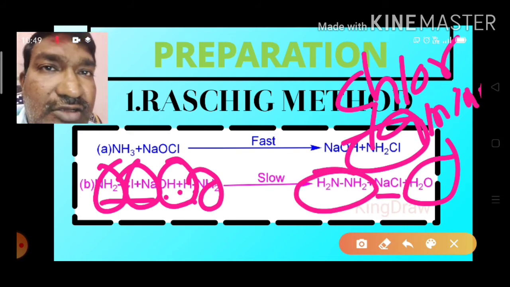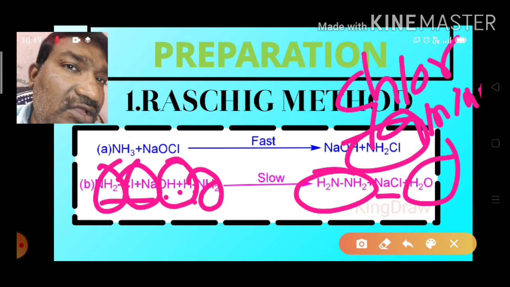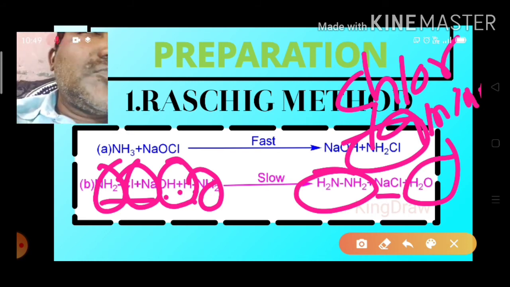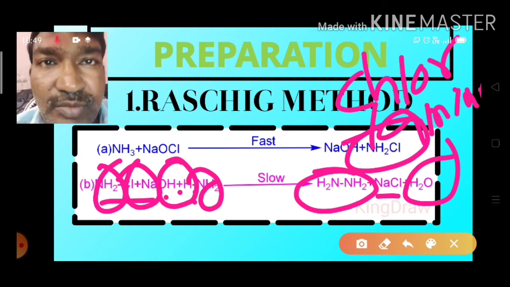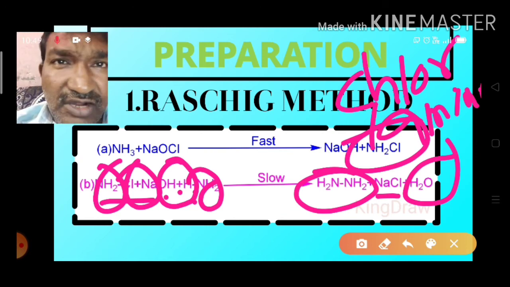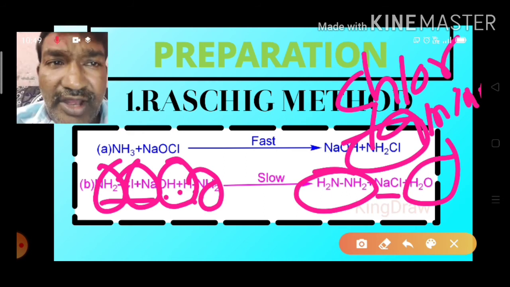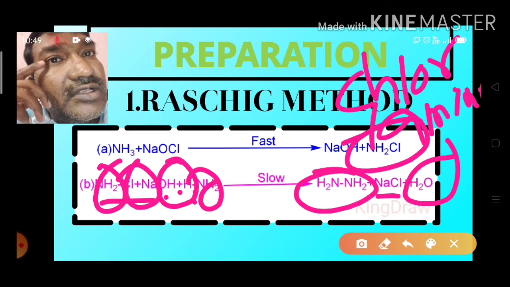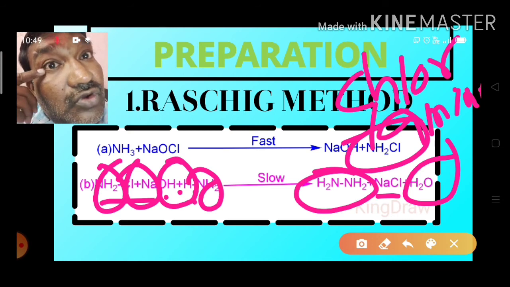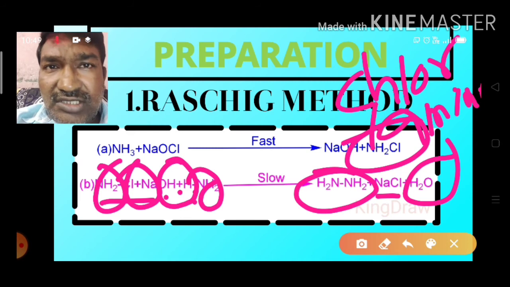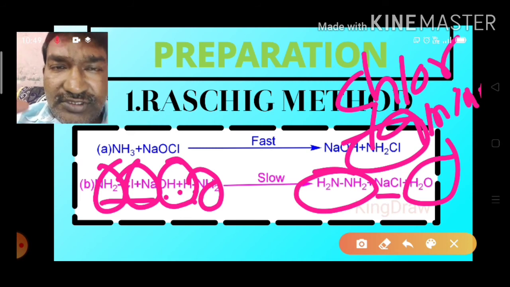So like that we can easily remember the reactions involved in the Raschig method. In the Raschig method, we use three materials. First one is ammonia, second one is sodium hypochlorite, and third one is glue or gelatin. Now we go over the importance of the glue or gelatin in this process.